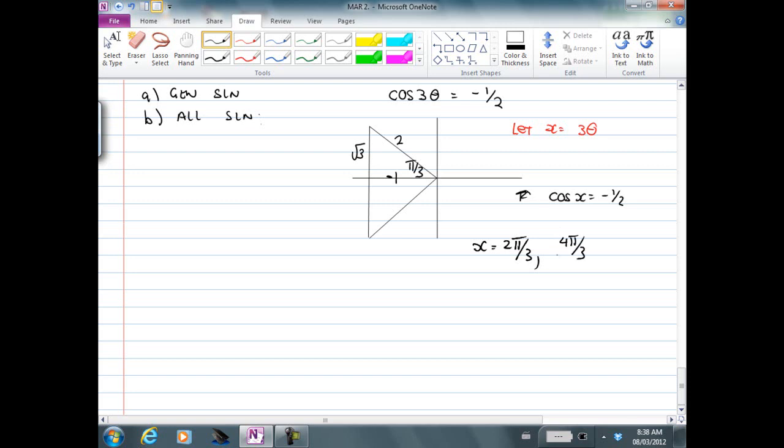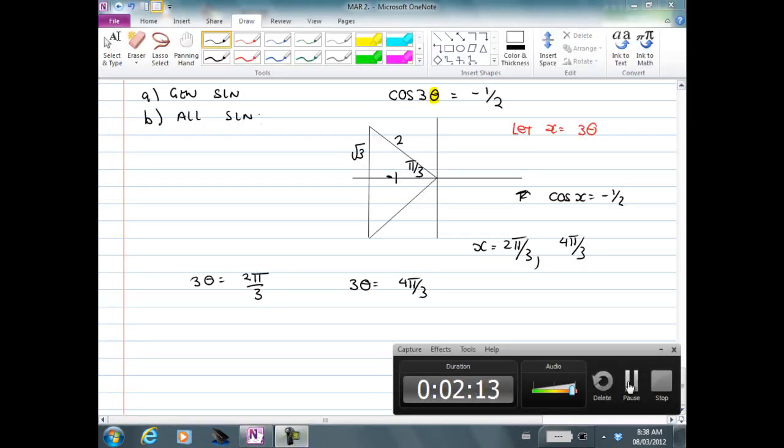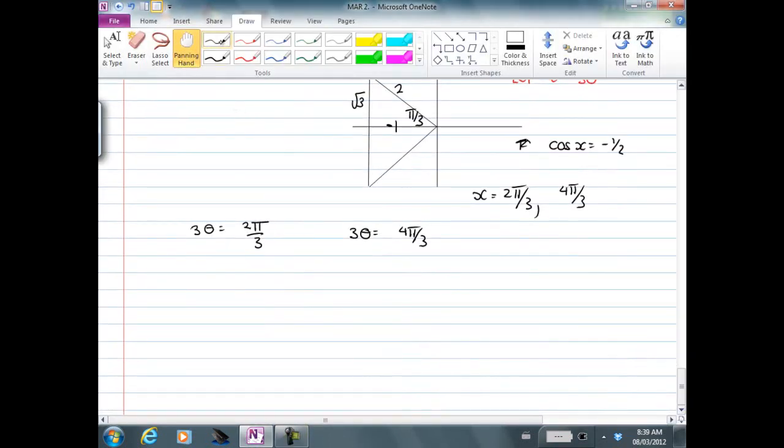If you use those as your true answers, you're wrong, because that's x. My goal was to find theta. So we sub it back in and find theta. So we go 3 theta equals 2 pi by 3. That's one of them. And 3 theta equals 4 pi by 3. Guys, gals, take a minute. Solve for theta. Nothing too bad. And once you finish, all I'm going to do now is solve for theta. So theta equals 2 pi by 9 and 4 pi by 9.